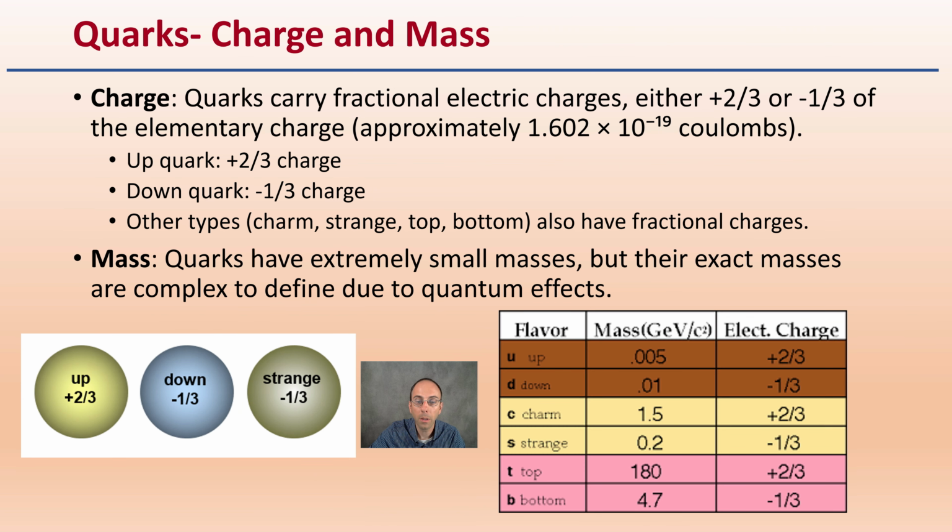Now, the charge and the mass of a quark: quarks carry fractional electrical charges of either plus 2/3 or negative 1/3 of an elementary charge. Up quarks are the positive, down quarks are the negative. Then there are other types that have fractional charges as well. We're going to focus mainly on the up and down quarks as they relate to protons and neutrons. Quarks have extremely small masses, but their exact masses are complex to define due to quantum effects. So that's why we just focus on the masses of the protons and the neutrons.